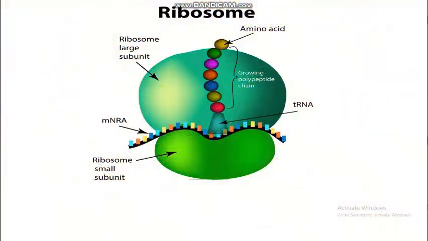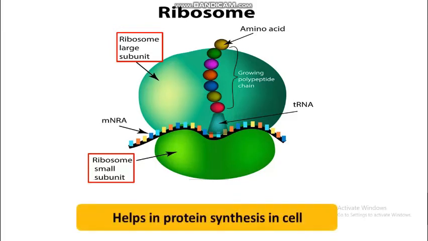Coming to the next organelle, which is called the ribosome. Now this is how it looks. It has mainly two parts. The first one is the ribosome large subunit, and the second one is the ribosome smaller subunit. But whatever may be, whether large or small, the function is the same. That is, it helps mainly in the protein synthesis in the cell. So we are done with the ribosome as well.